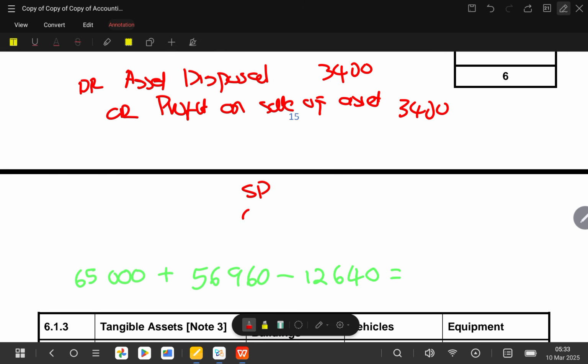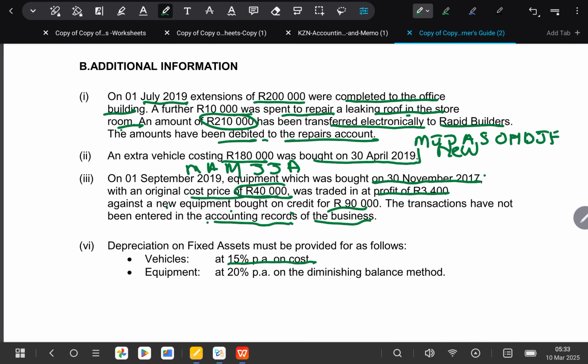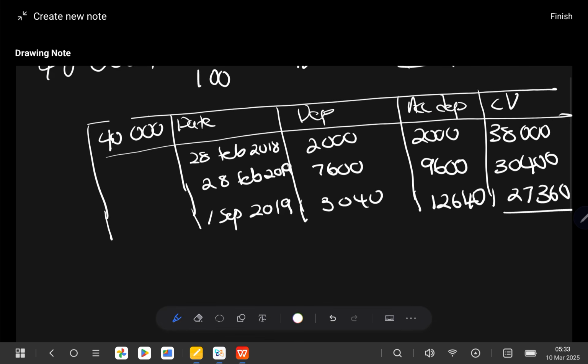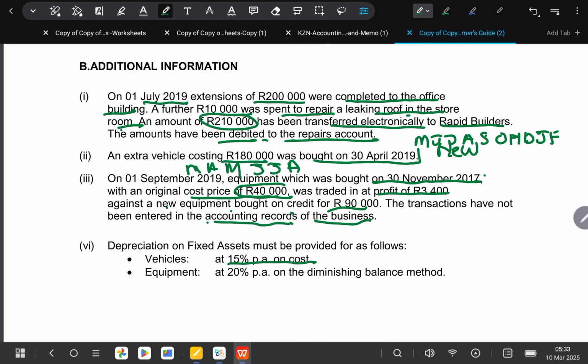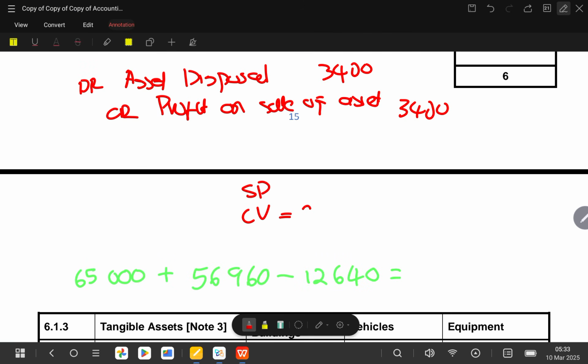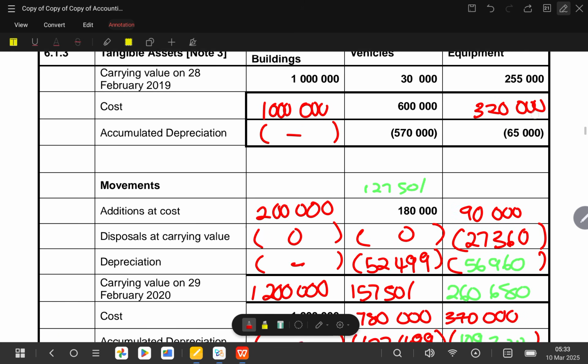Remember, we need to look at the selling price and the carrying value. According to our information, the carrying value was 27,360. So if you say 27,360 plus 3.4, it means they sold it for 30,760, so that your profit is 3.4. Okay, so this is how we will record it. I hope you guys have understood.